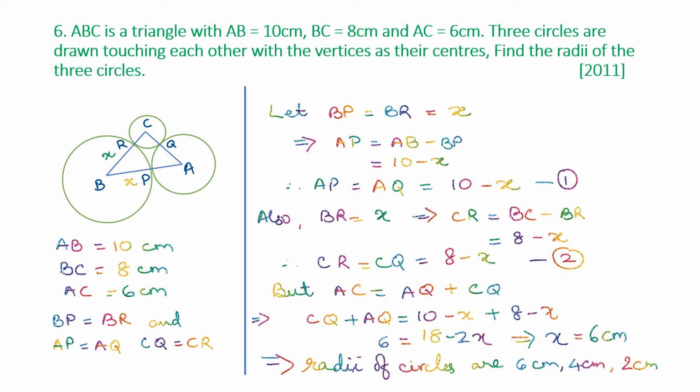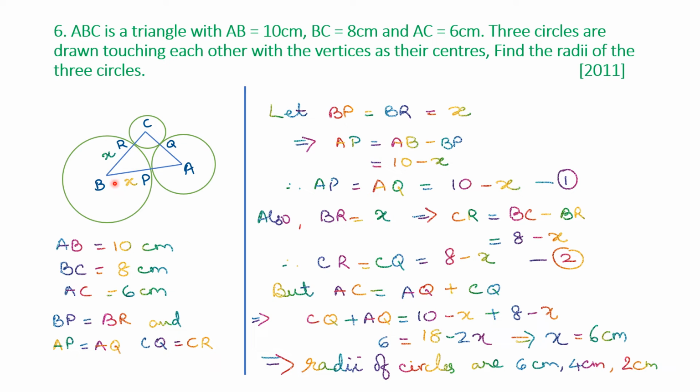Now here ABC is a triangle in which AB is equal to 10 centimeters, BC is equal to 8, and AC is equal to 6. The three circles are touching each other with their centers at the triangle vertices. Find the radii of the three circles.